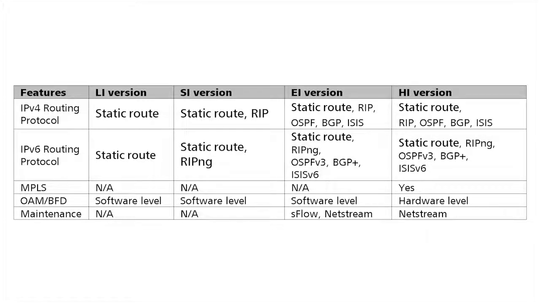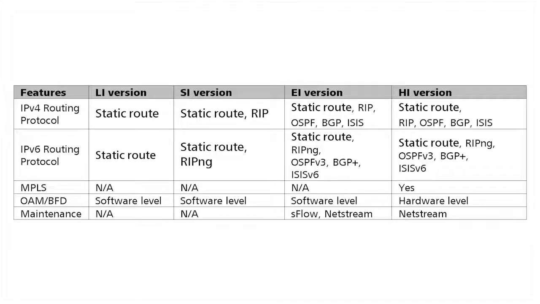It's really the same story for IPv6. The LI supports static routing. We add RIP-NG on the SI version. And then again, as we move to the EI and HI versions, we add OSPF v3, BGP+, and ISIS v6.